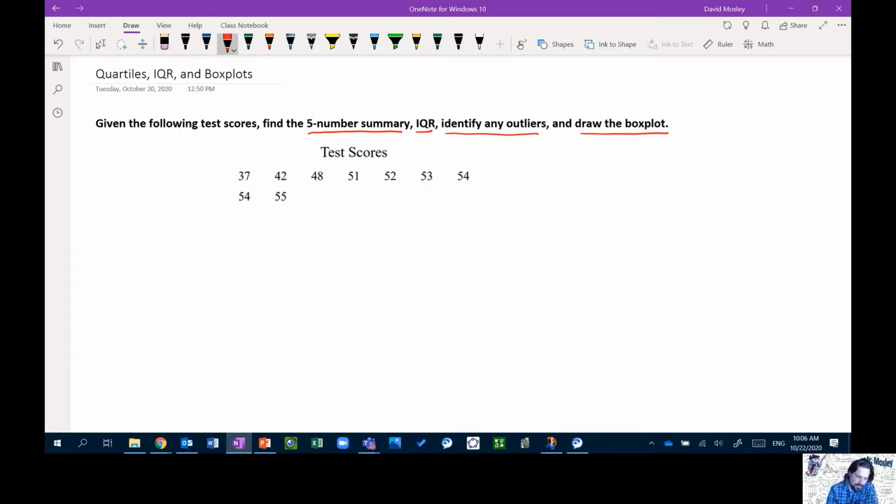So here are our test scores. They are already arranged from smallest to greatest. All right. So the lowest score here was 37. Our highest was 55. That helps us out that it's already arranged and makes it easier, right? We have 1, 2, 3, 4, 5, 6, 7, 8, 9 numbers, right? So in this case, n will be 9.